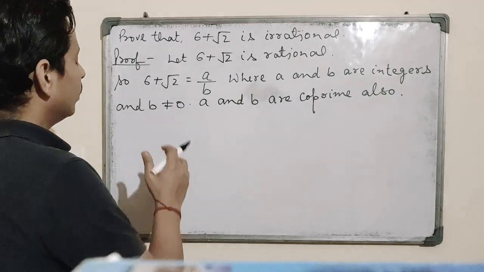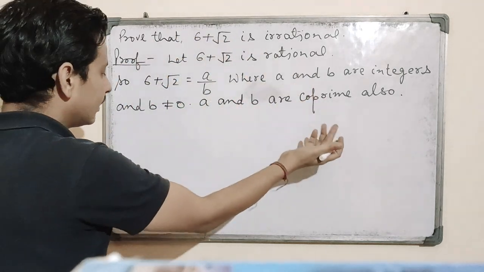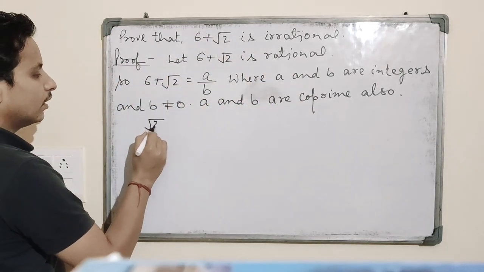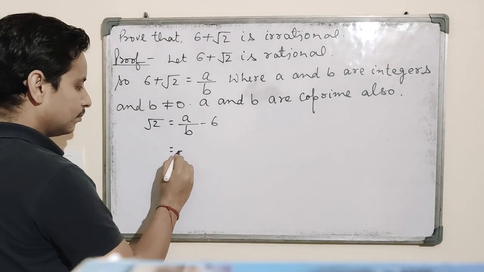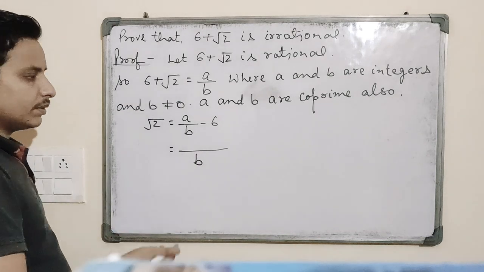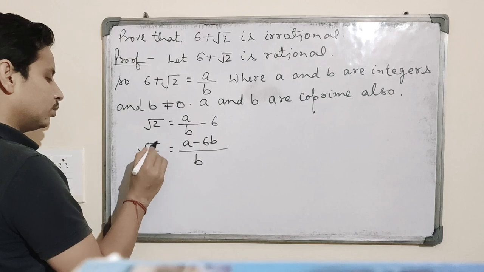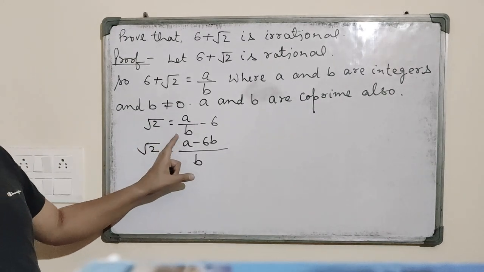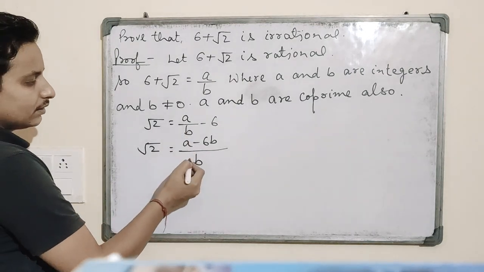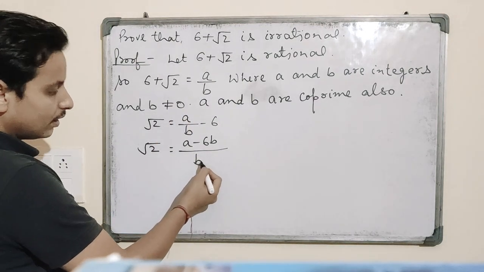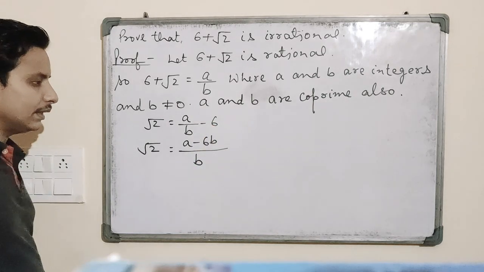Now this 6 from the left hand side will go to the right hand side. So we have under root 2 equal to A upon B minus 6, and B is the LCM here. So we have under root 2 equal to A minus 6B upon B. Since B is the LCM, B cancels out, we have only A, and B is multiplied by 6, so we get 6B.